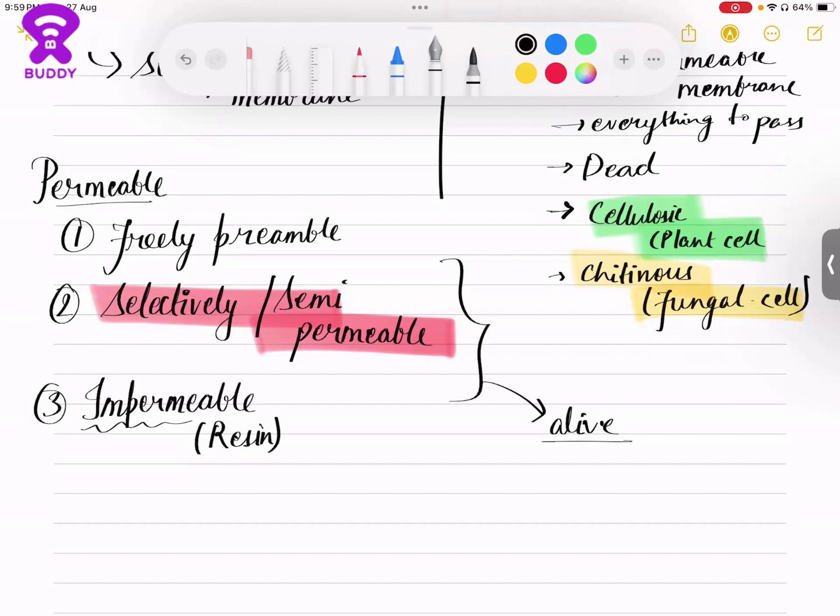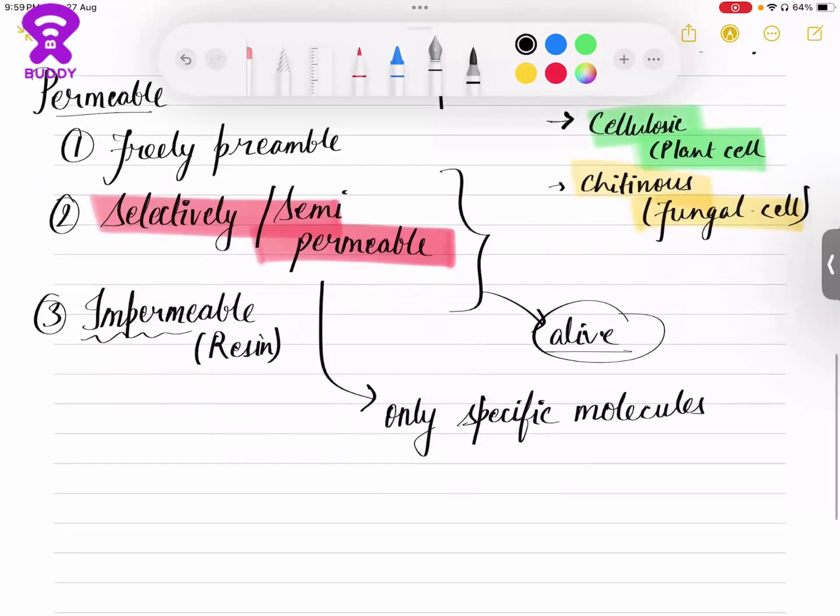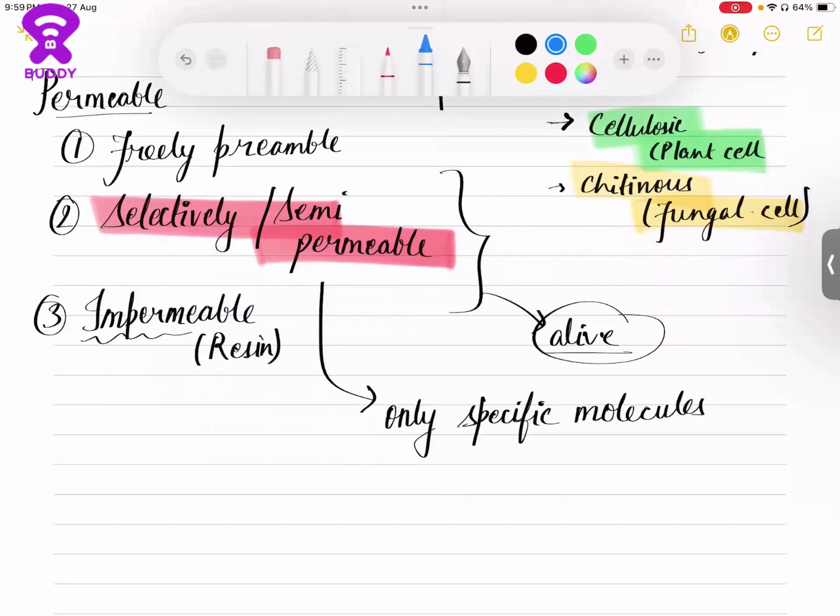a cell is alive. And the cell is alive and the cell membrane along with it is also alive. Got my point? Because this alive means that, or this semi-permeability means that it will allow only specific molecules. So if we are talking about only specific molecules, why is this term so important? Specific means very particular about some things.